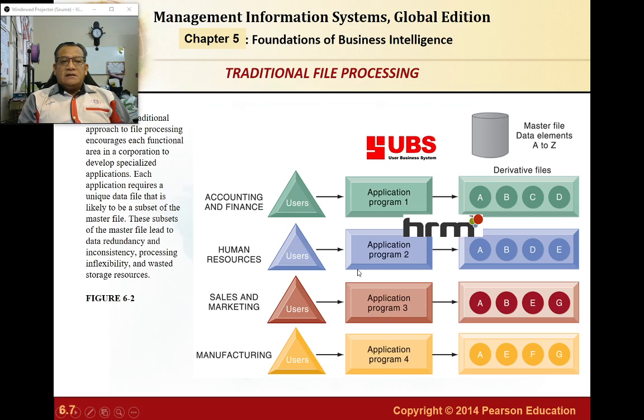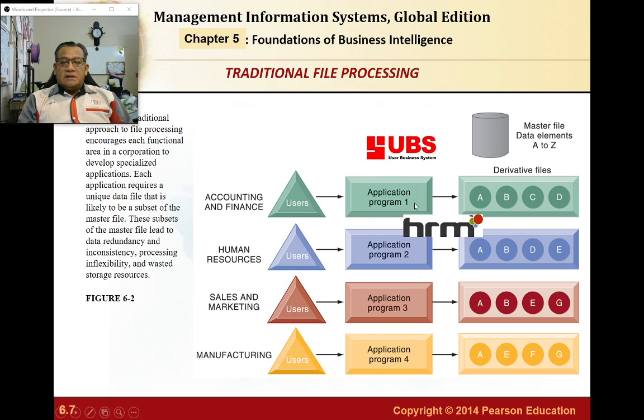Okay, in traditional file processing, you could see that if there are 4 departments in the company and they are all using traditional files, accounting and finance have their own files, human resource has its own files and drawer, sales and marketing have their own files and drawer, and manufacturing and production have their own files and drawer, or physical files. However, if we transfer this into a software, accounting software like UBS, user business system, we could keep this approach in a more integrated manner.